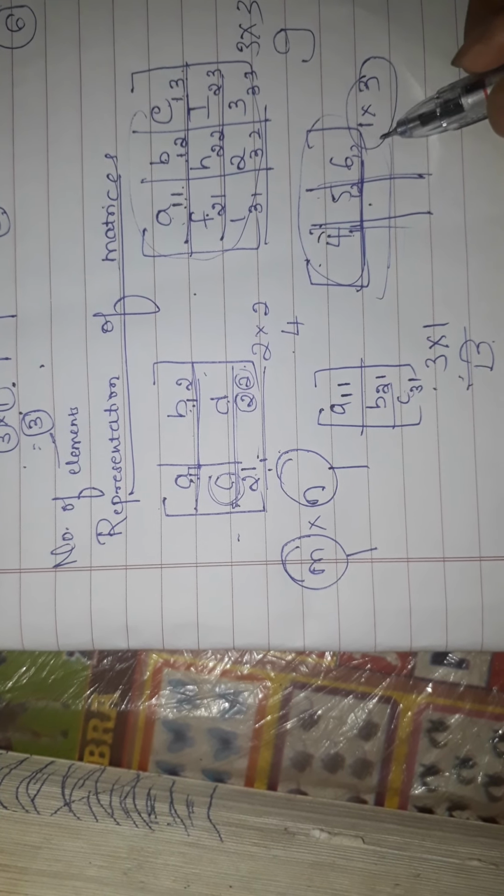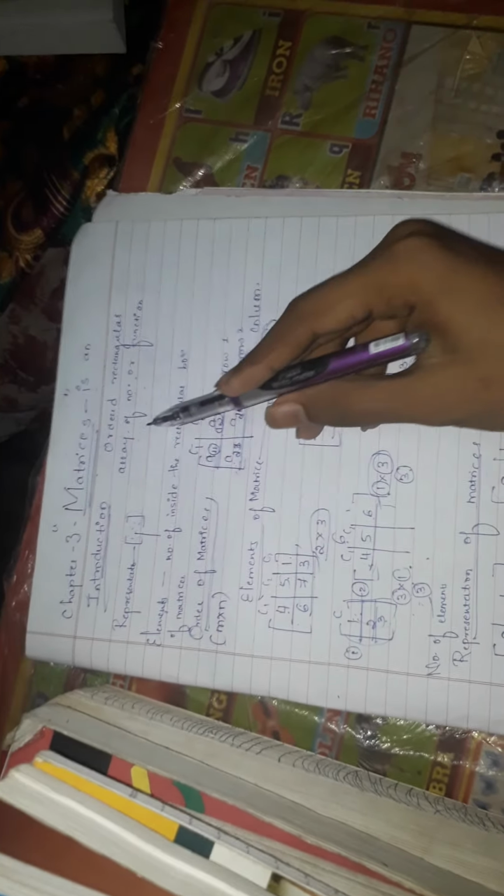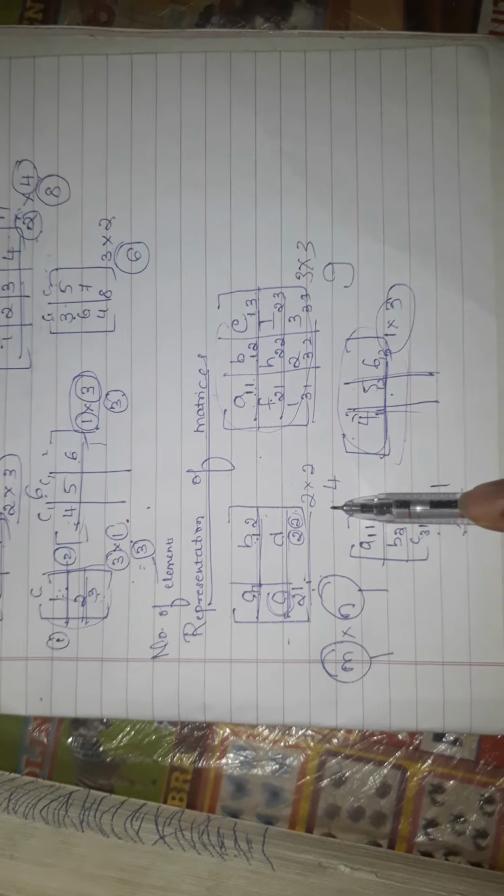Is it clear? So this is what you have learned in today's class about matrices. We learned the introduction, representation, elements, order of matrices, elements of the matrices, and representing or writing of the matrices, with examples. I hope you understand this class, the introduction of matrices. Thank you.